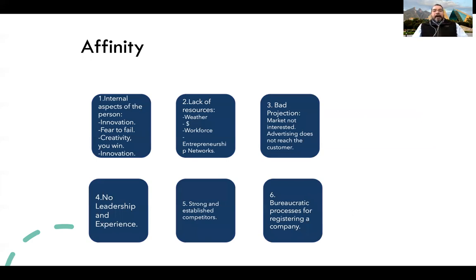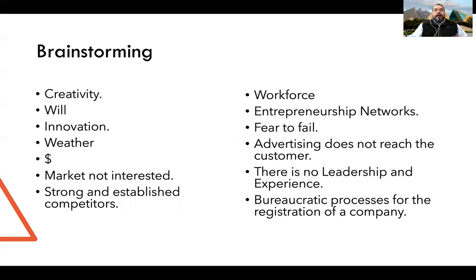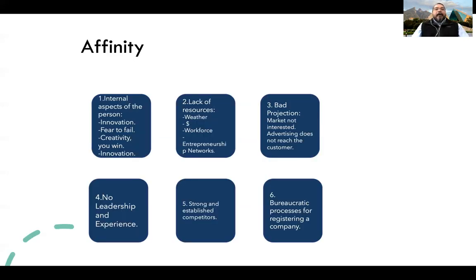When we grouped these ideas, we got 6 groups. Those ideas were grouped into 6: the internal aspects of a person, where we group the innovation, the fear to fail, the creativity, the lack of resources, the bad projection, having no leadership and experience, strong and established competitors, and bureaucratic processes for registering a company. These are just the groups.